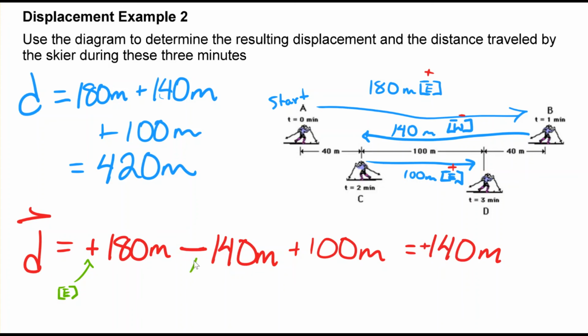Remember that negative just means we went west, and positive just means we went east. Our resulting vector is positive, so that just means we ended up east, or 140 meters east. That's all that means.